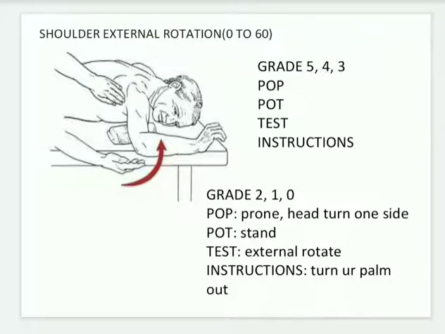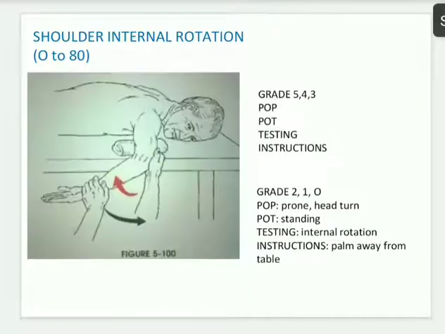That is your external rotation of the shoulder, or lateral rotation of the shoulder. The instructions: raise your arm to table level, and don't let me push it down. And grade 5-4-3: maximal resistance, minimal resistance, no resistance.